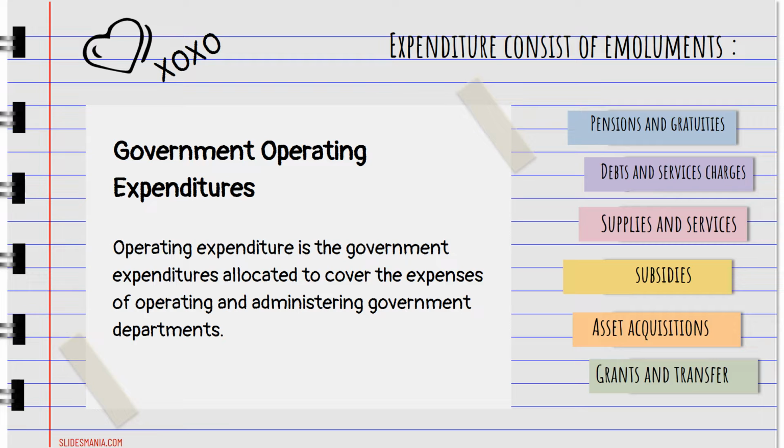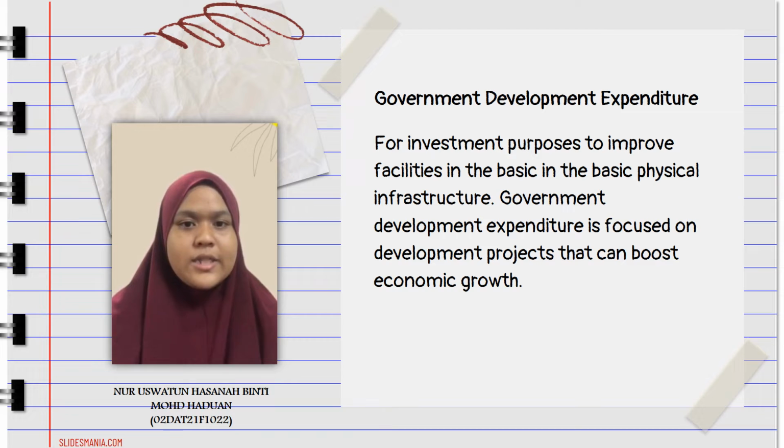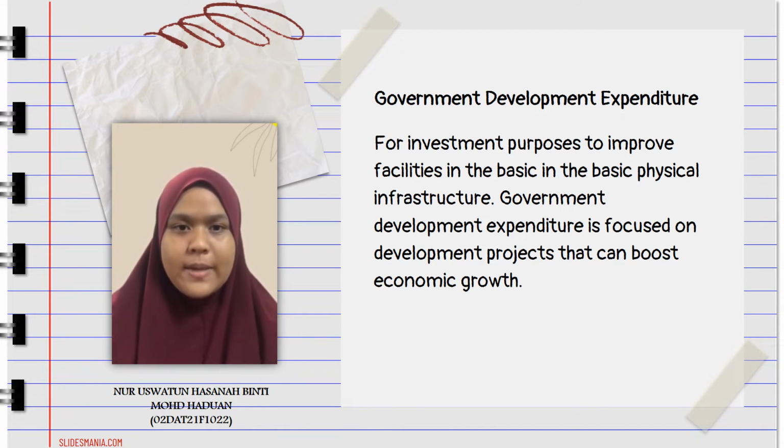Operating expenditure is the government expenditure allocated to cover the expenses of operating and administering government departments. Expenditure consists of emoluments, pensions and gratuities, debt service charges, supplies and services, subsidies, asset acquisition, and lastly grants and transfers. Secondly, government development expenditure. This is for investment purposes to improve facilities in the basic physical infrastructure.